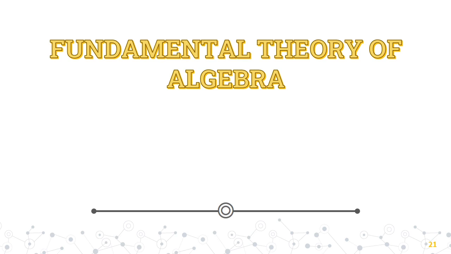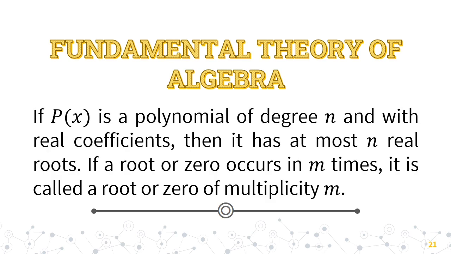Next, the fundamental theorem of algebra. If p of x is a polynomial of degree n and with real coefficients, then it has at most n real roots. If a root or zero occurs m times, it is called a root or zero of multiplicity m.